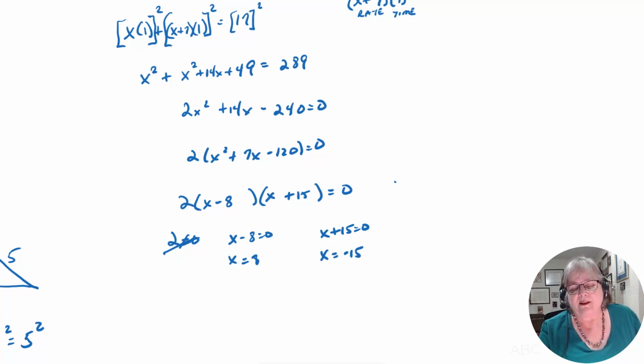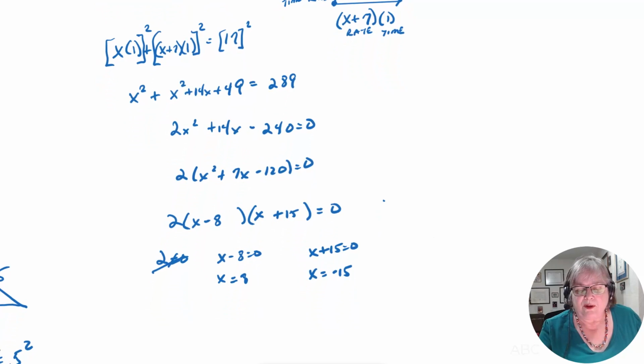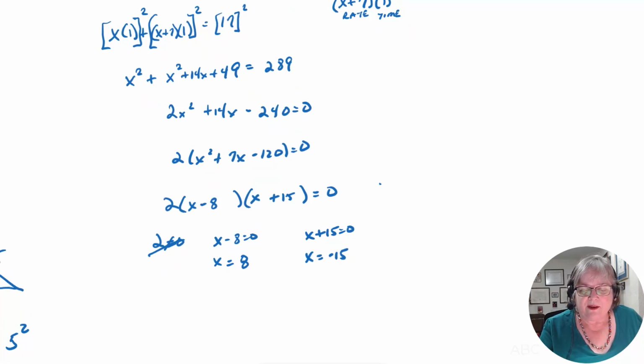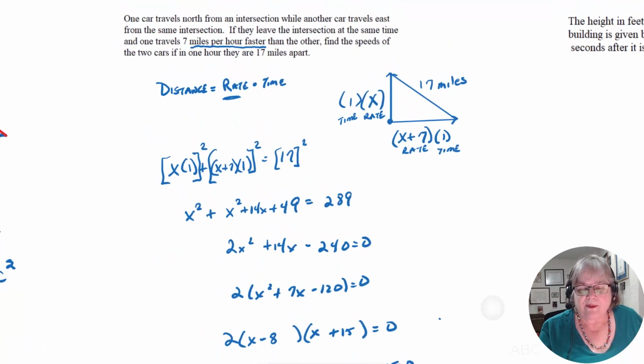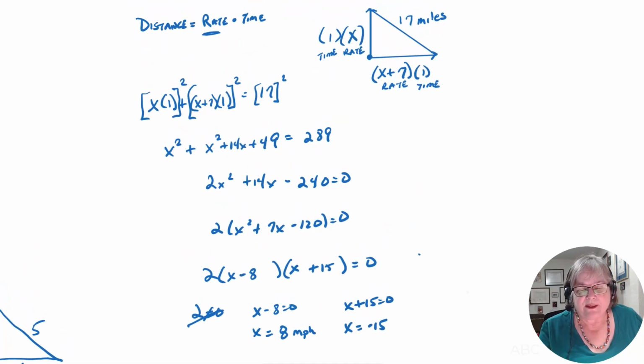And what that's saying is, remember, x is my rate. So you could be traveling 8 miles an hour or negative 15 miles an hour. What do you think? I'm thinking it's 8. Now, if I just box in 8, am I going to get full credit? No, because up here they're talking about speed and miles, so they did give me some units. You could say mph for miles per hour, but you have to say something.